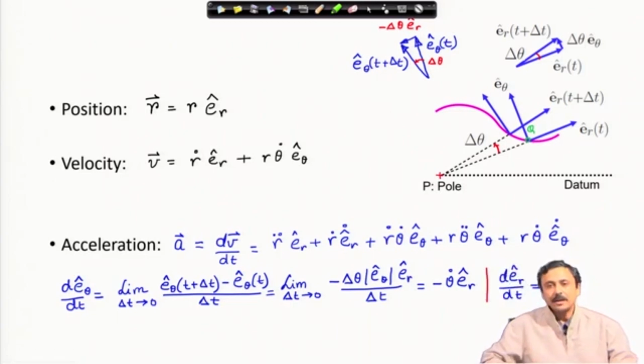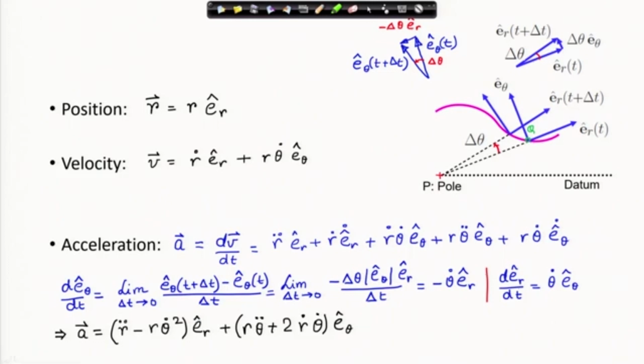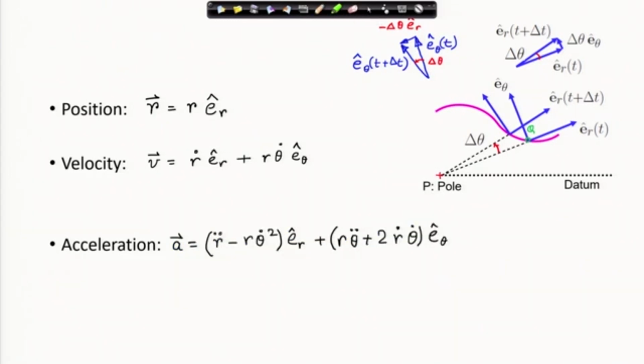Therefore, d Er cap/dt, and this we had derived earlier, is theta dot E theta cap. Now, if you substitute these expressions in the acceleration expression that we have found, and combine these terms and collect terms of Er cap and E theta cap, you come to this expression of acceleration. I will remove this clutter here and write down the acceleration separately for you to see.